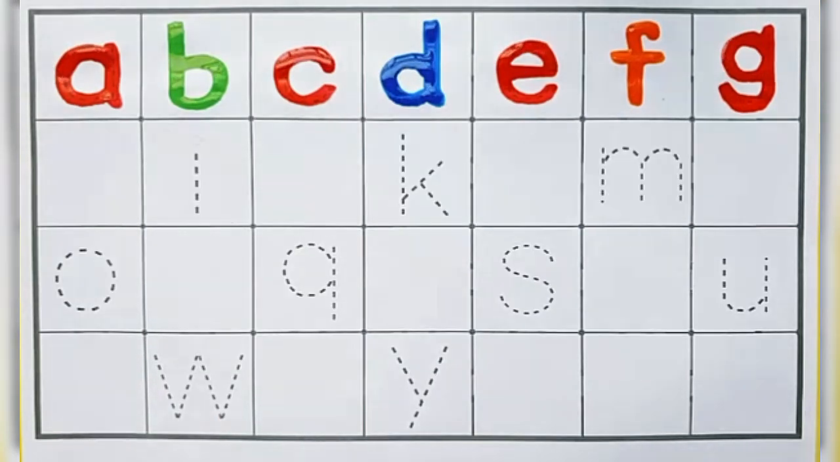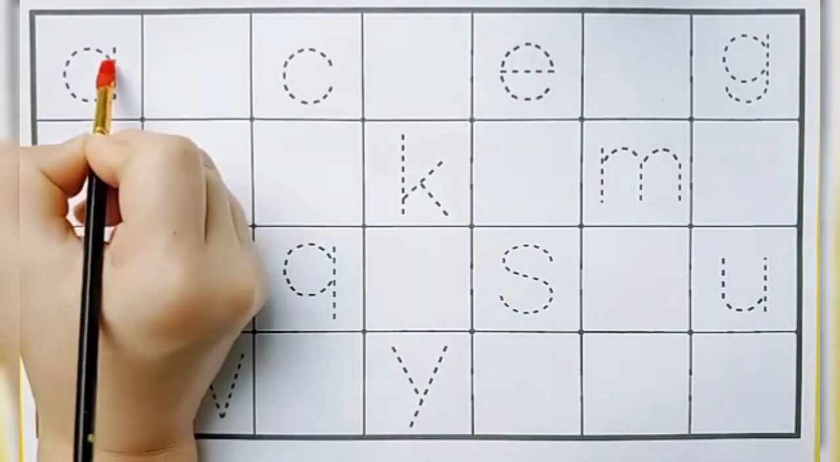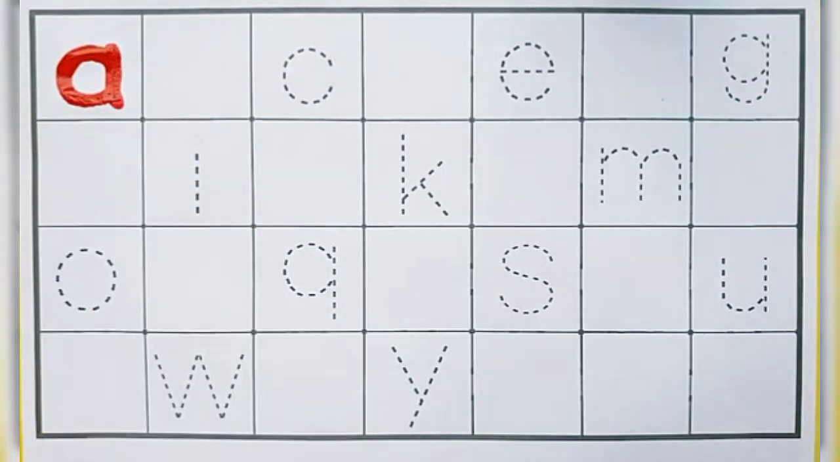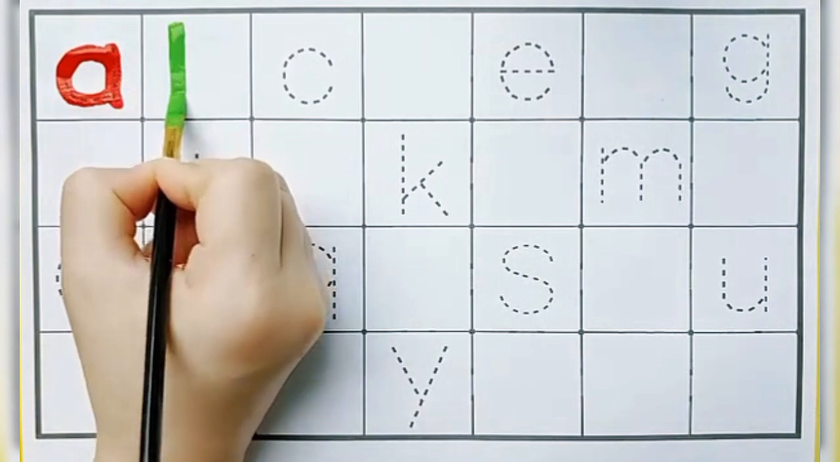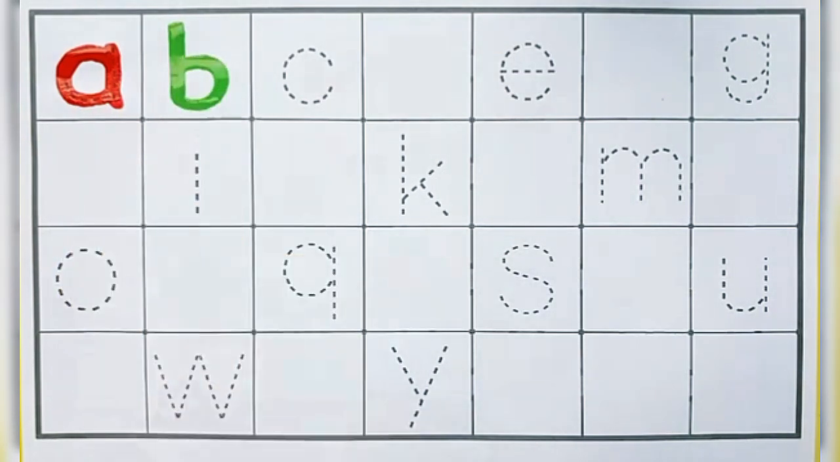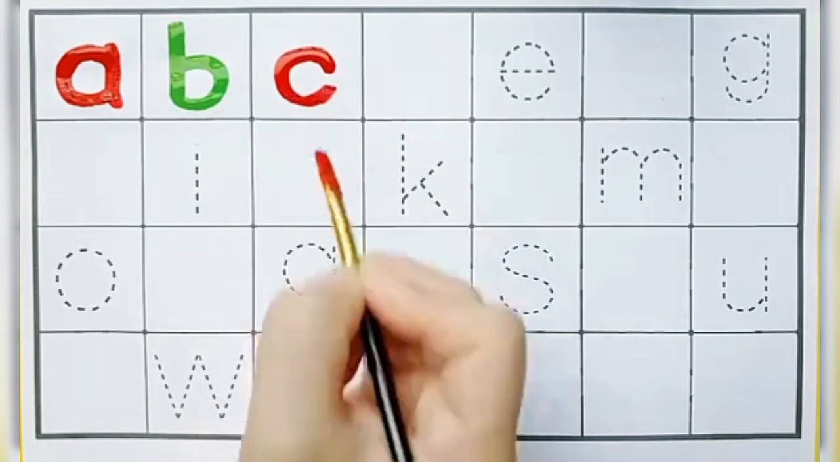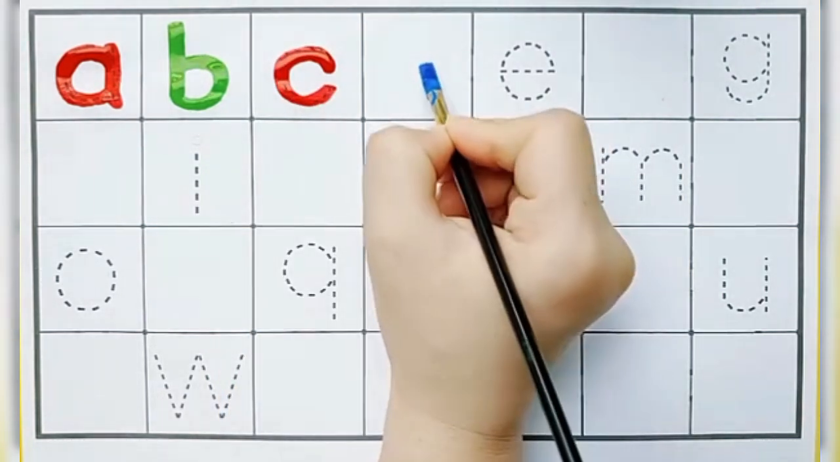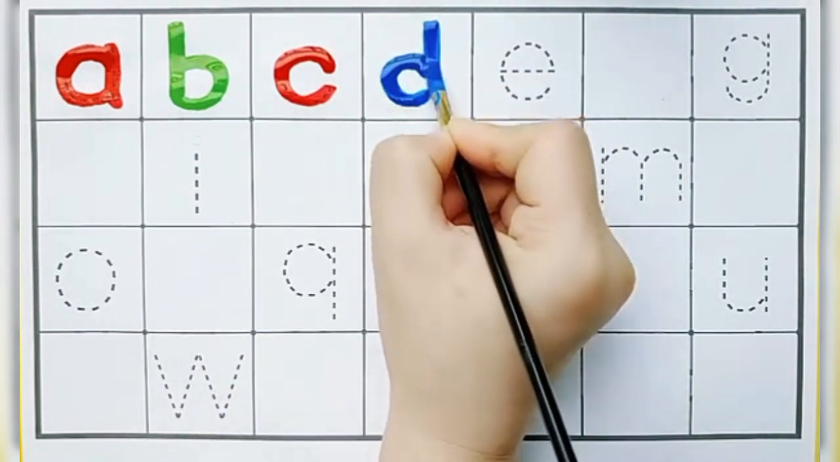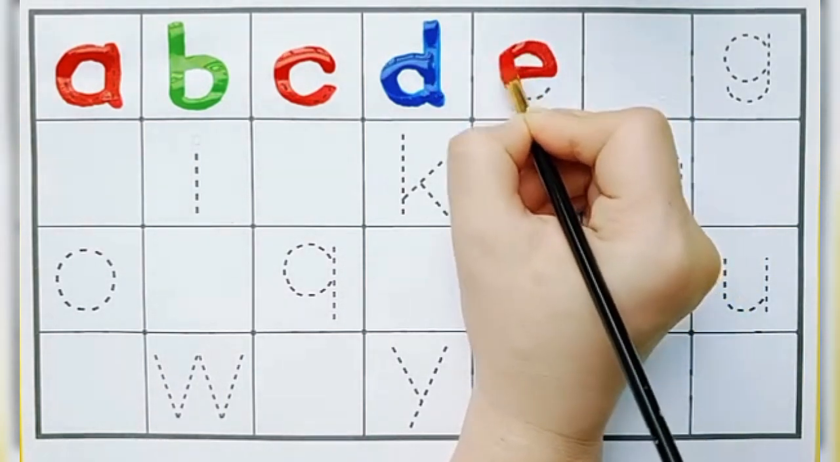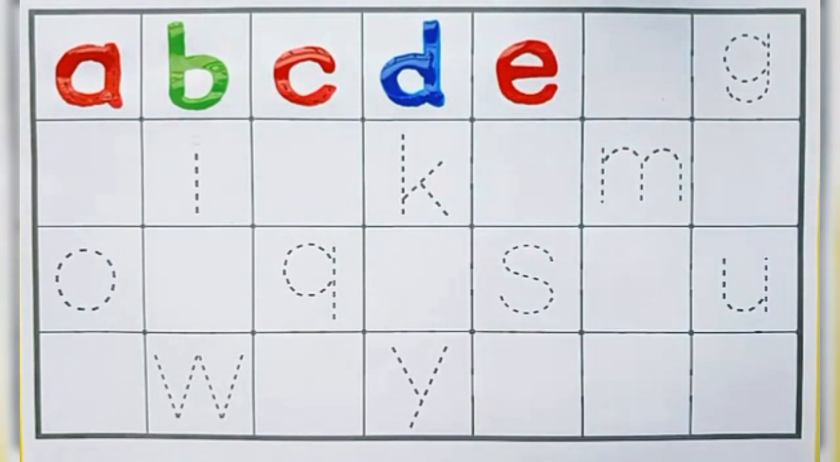Small letter alphabet. A for ant, B for banana, C for crow, D for dog, E for egg.